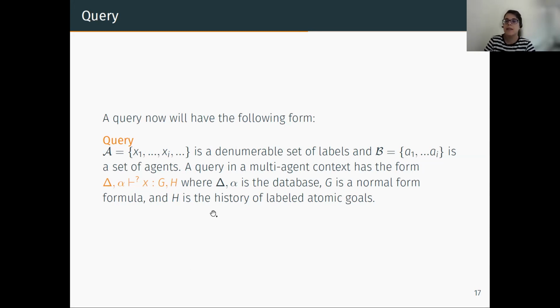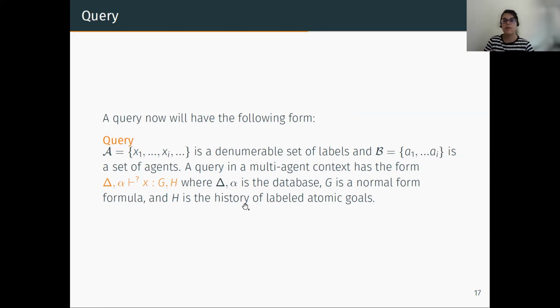So we are still asking the same. You're still asking, does the formula psi in the label X follow from our database? That's the main thing we're going to work with in this system.